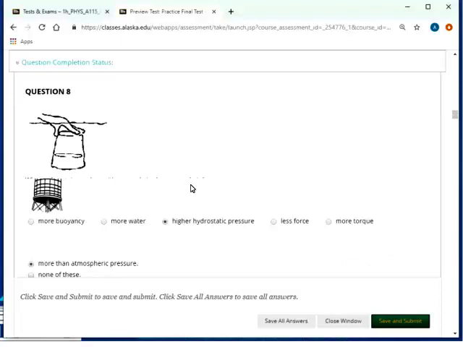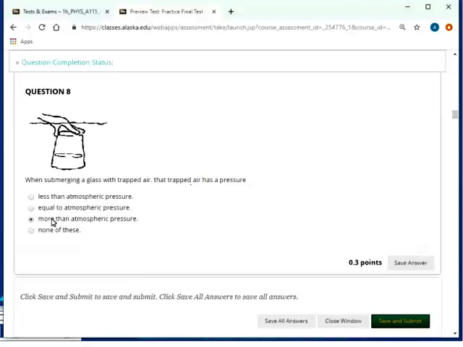Submerging a glass with trapped air. That trapped air has a pressure that is more than atmospheric pressure. Any diver who has been in a bell that is lowered down can tell you that the pressure does increase. The water pressure, the hydrostatic pressure, is pushing more and more water into the submerged upside-down glass, and that squeezes the air that's left in there. You know, there's no vacuum here. There's air in there, and so it squeezes it, and that means that the pressure increases.